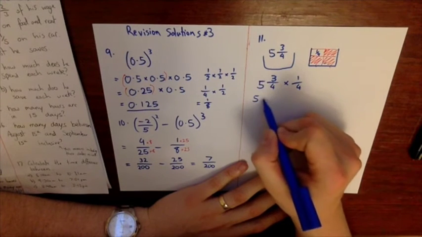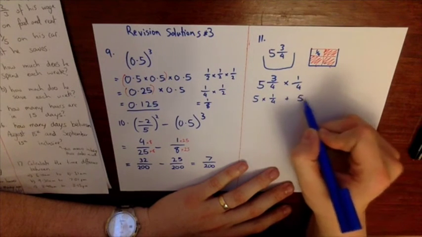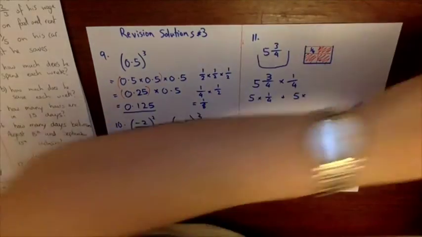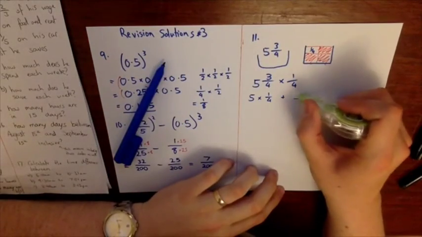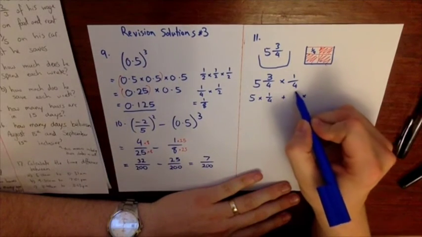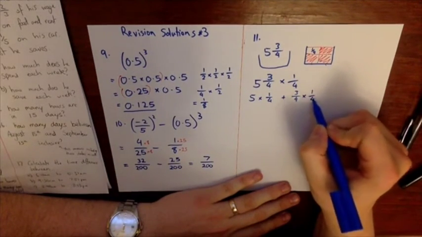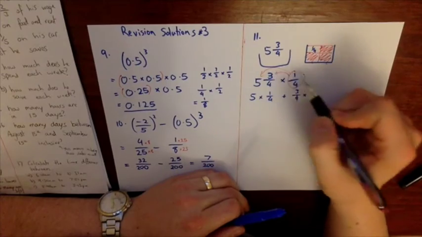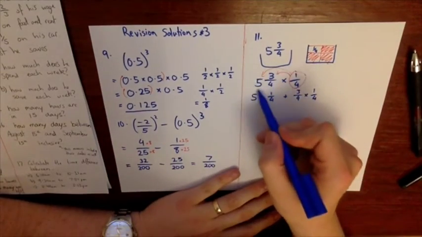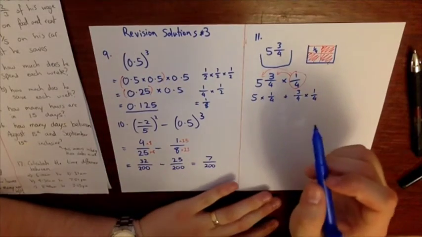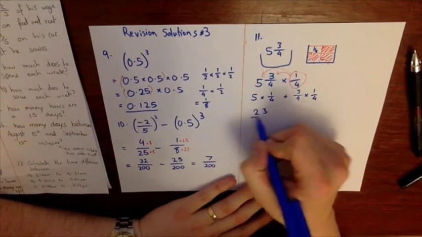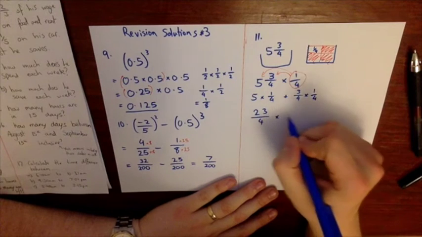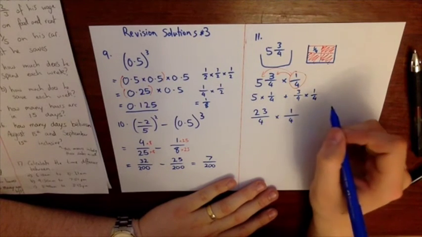We can either do 5 times 1 quarter plus 3/4 times 1 quarter. So first we multiply this number to the whole number and then this number to the fraction, or we can simply convert this one into an improper fraction, which would be 23 over 4. 5 times 4 is 20, plus 3 is 23, and then multiply that by 1 quarter. Either way is fine.